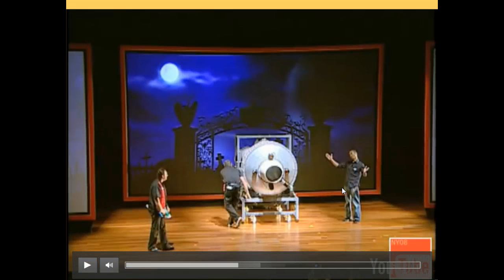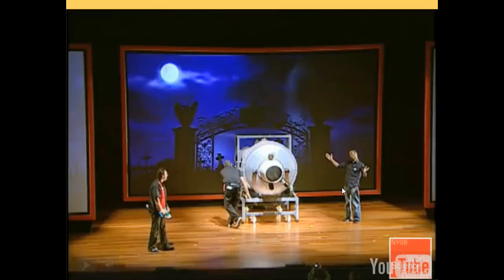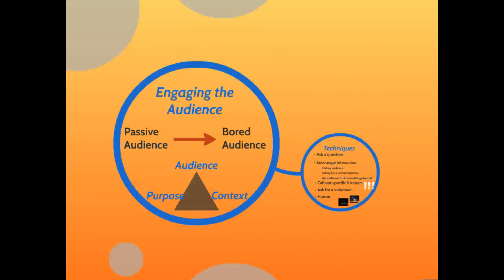So obviously both of those speeches used a lot of the techniques that we talked about, and you'll notice that even in TED Talks and other speeches that we're going to watch, you have to involve the audience. It is really important because the longer they sit there, the less interested they're going to be. So keep that in mind with engaging the audience.